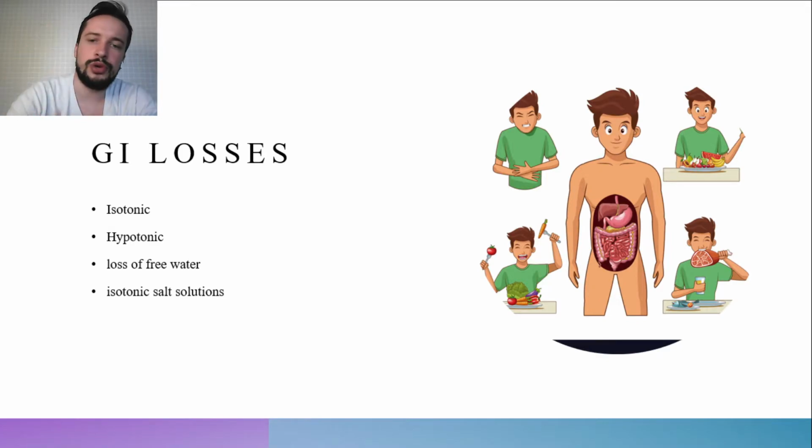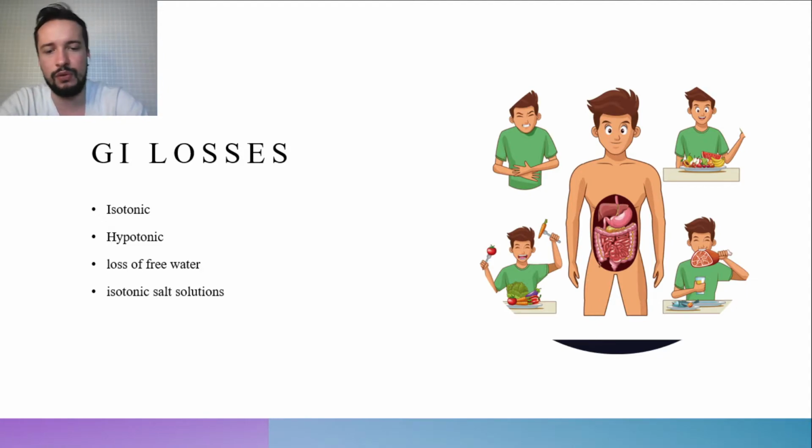When we talk about surgery, we need to understand that the gastrointestinal tract is our all, and for surgeons, losses from the gastrointestinal tract are most interesting. When we talk about GI losses, they are isotonic to slightly hypotonic and contribute little to gain or loss of free water when measured and appropriately replaced by isotonic salt solutions.